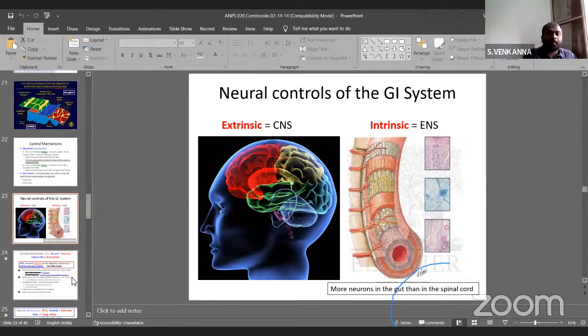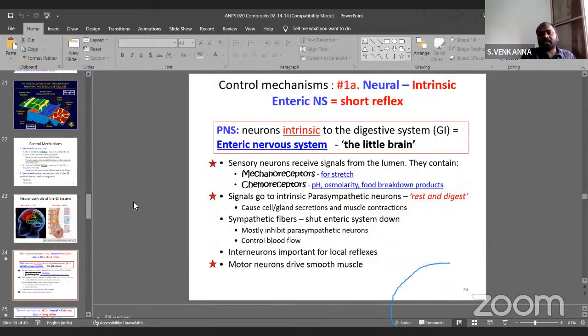Spinal cord, and the intrinsic and extrinsic nervous systems: short reflex and long reflex. PNS means peripheral nervous system. Neurons intrinsic to the digestive system form the intrinsic neuron system. This is the little brain. Which is the little brain? ENS. The ENS, the enteric nervous system, is the little brain, because it also communicates nervous function.